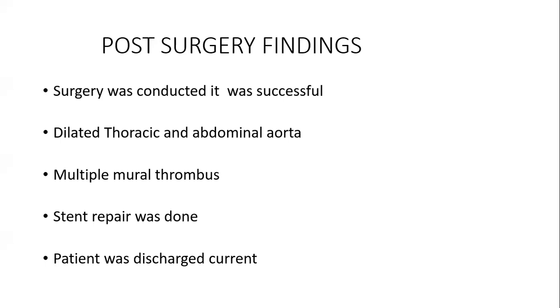Then post-surgery findings. This patient, as we are talking, went to South Africa for the surgery, and the surgery was conducted. It was successful. They found a dilated thoracic and abdominal aorta with multiple mural thrombi. The stent repair was done, and the patient was discharged. As we are talking now, the patient has been discharged.